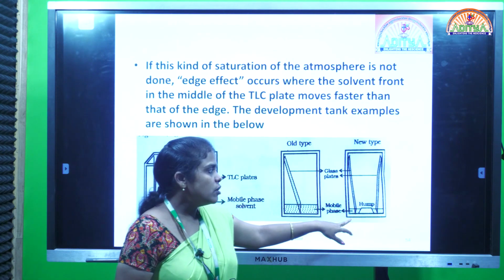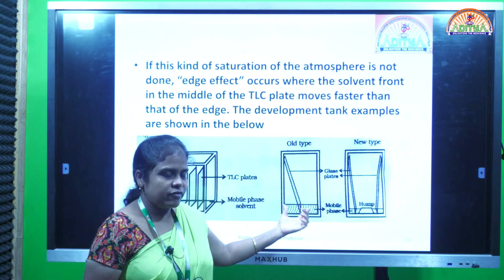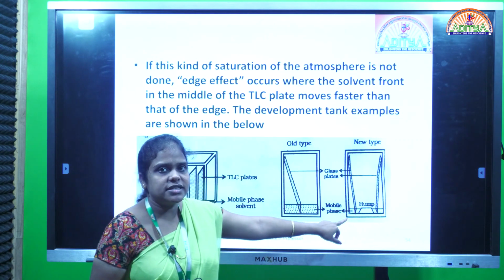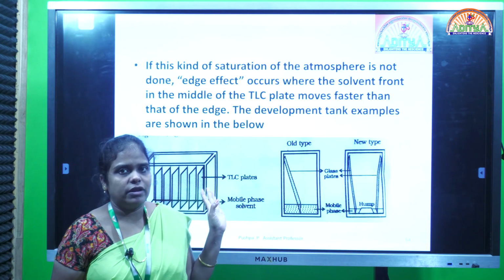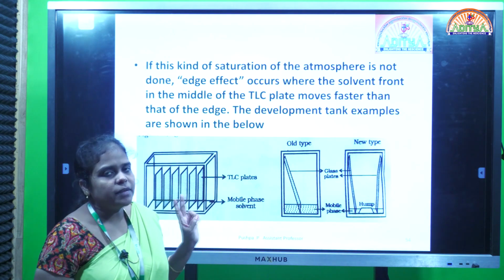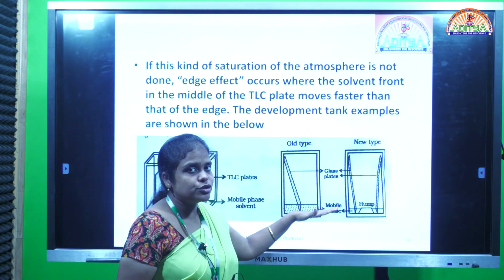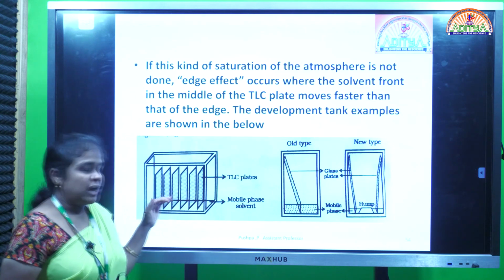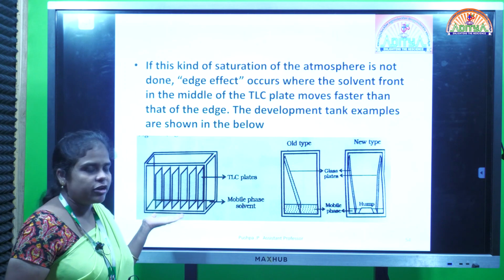This is also a development tank with a single glass plate, but here in the middle there is one hump-like region. Because of this hump-like region, at a time we can keep two TLC plates for development. This is another, newer type. Mostly in colleges they use this type, whereas in industries, for bulk preparations or bulk separations, they will use the large type of development tanks.